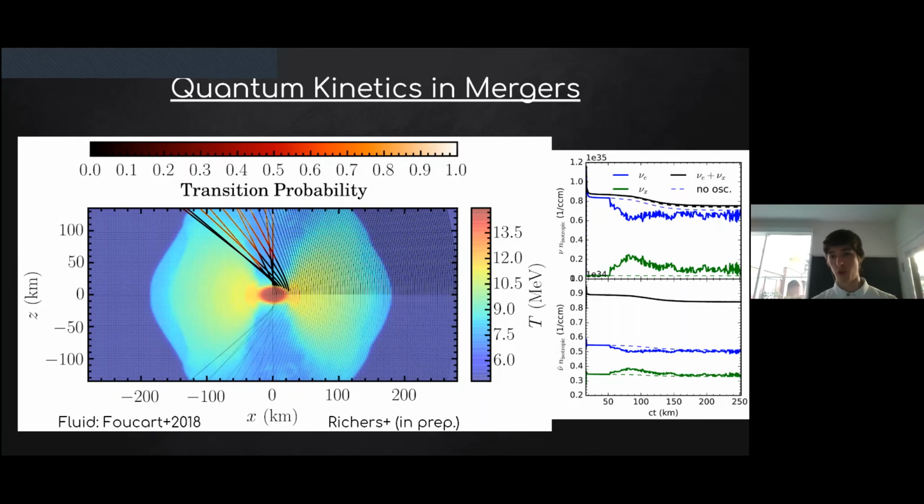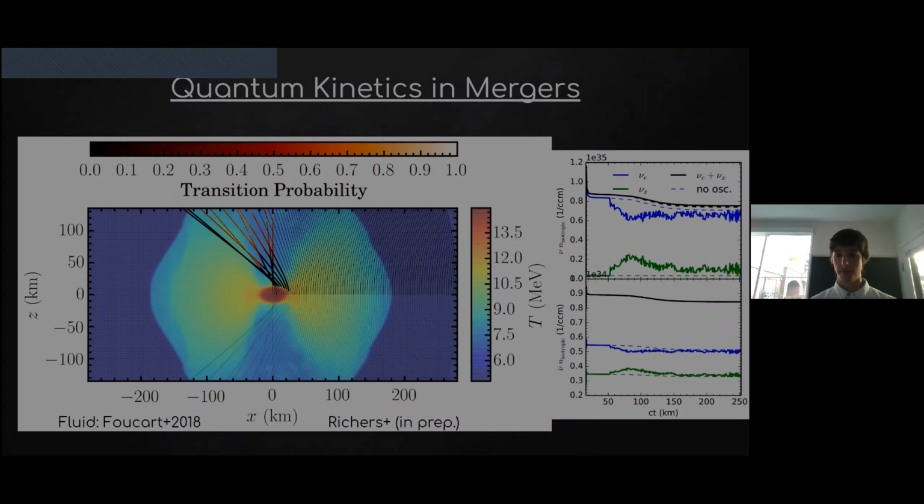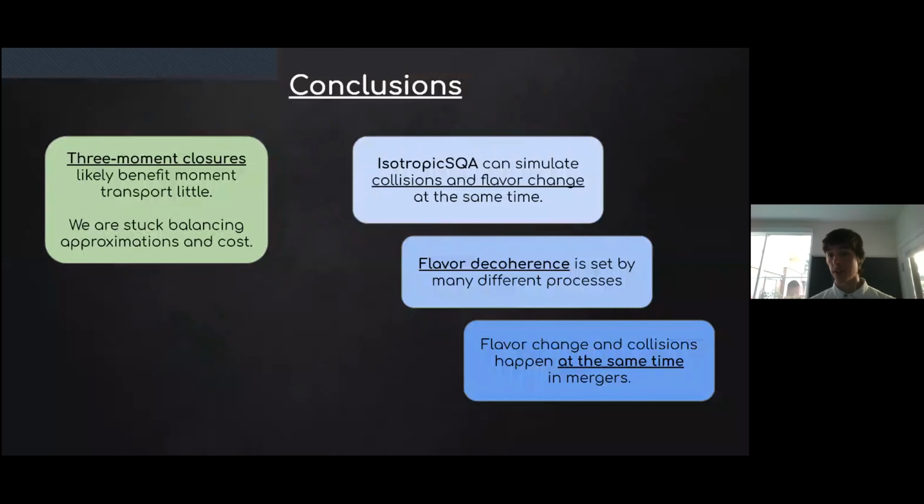And this is due to what's referred to as the matter neutrino resonance. At some point, this resonance happens and you get a significant conversion. This is the number density of electron neutrinos in blue and muon neutrinos in green. It changes significantly once the oscillations happen. If there weren't oscillations, it would still change due to collisions. So this isn't a flat line, it's evolving from collisions along this path, but oscillations significantly change it. So the flavor changing and collisions do happen at the same time in mergers.